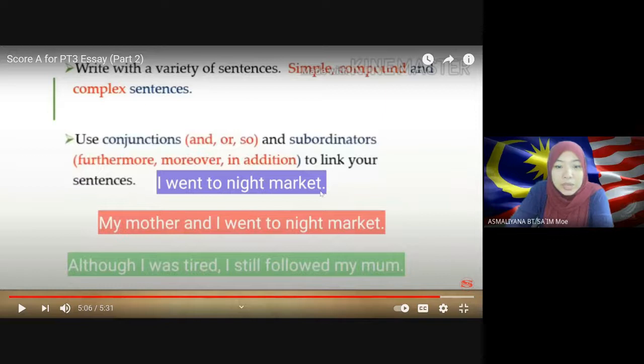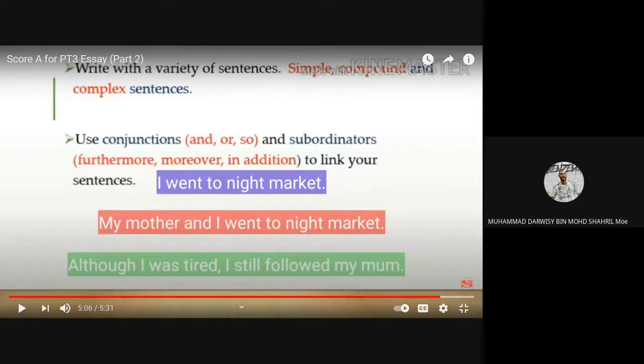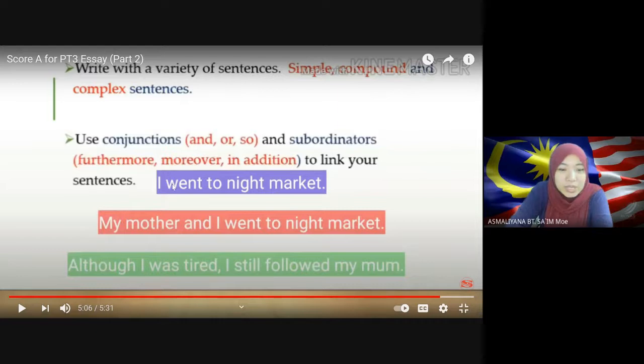I went to market. My mother and I went to the market. Although I was tired, I still followed my mom. Nampak tak difference? Which one is better? The third one, the green one. Why? It is the same idea.